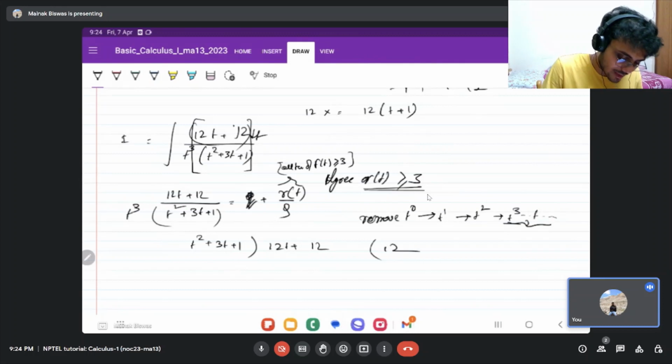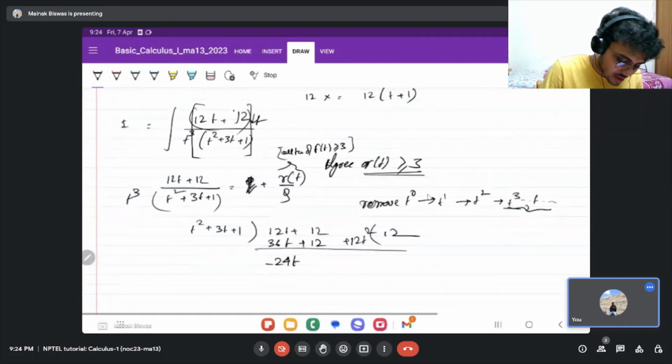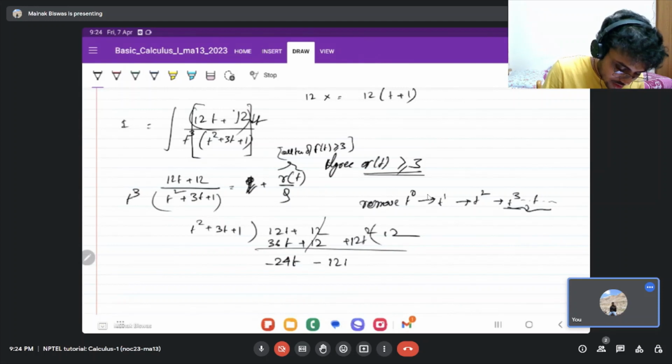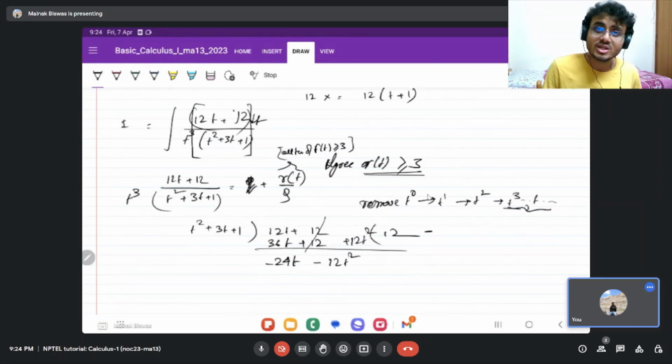So if you multiply by 12, the t to the power 2 will be removed. So you'll be left with 36t plus 12 plus 12t square. So you have minus 12, 24t. These two cancel, minus 12t square. Now my idea is to remove the t term. So how do I remove the t term?